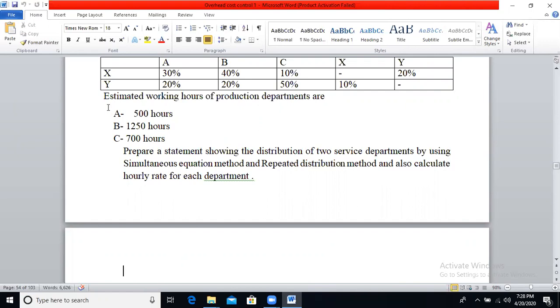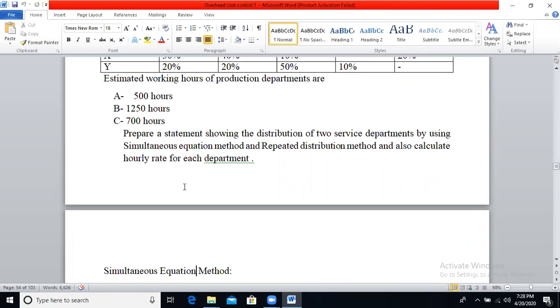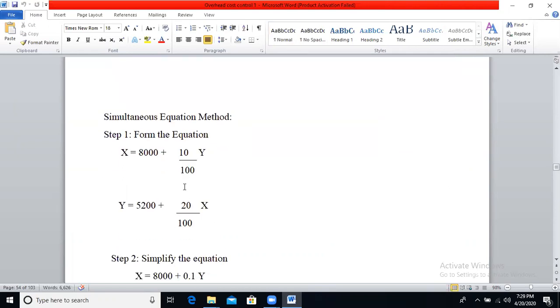See the estimated working hours they have given. Why? In order to calculate the rate per hour of each department. So first prepare the overhead distribution summary, then you have to calculate the hourly rate for each department. So first see the simultaneous equation method.